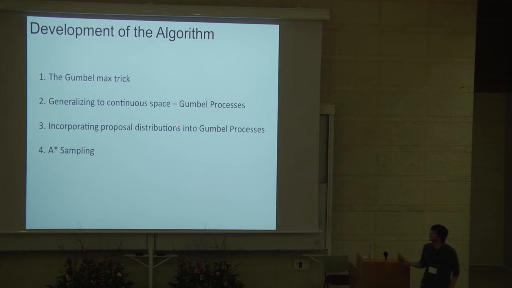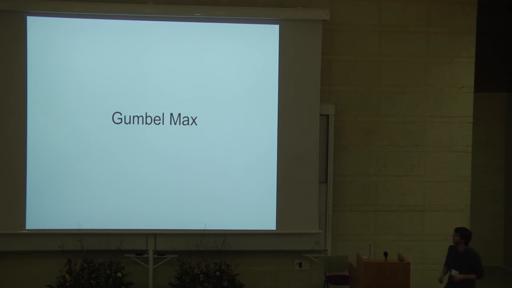Then I'll talk about the Gumbel-Max trick for simple discrete distributions with a small set of possible options. And I'll show how to generalize this to continuous distributions or exponentially large discrete spaces if you're interested. And then I'll talk through the details of what the necessary pieces are, and then finally present the algorithm at the end.